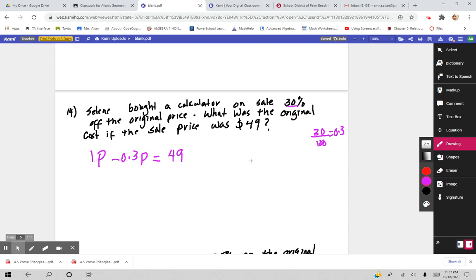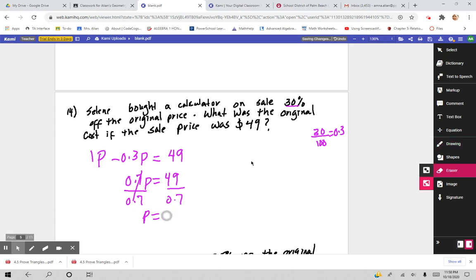Okay, that's 1. So 1p minus 0.3p, that's 0.7p equals 49. Divide both sides by 0.7, and we'll get our answer. So the original price was $70. Okay, let's keep going.